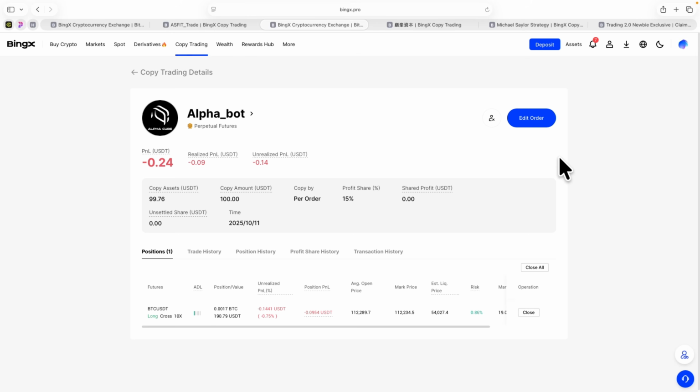Now, the next thing I want to show you is how to stop copying a trader, or maybe how to withdraw some part of your profit. Maybe you've made some profit, you want to withdraw it. I'll show you now. Or maybe you want to reduce the amount of money you're using to copy. Or maybe you even want to add more capital. I'll show you right now.